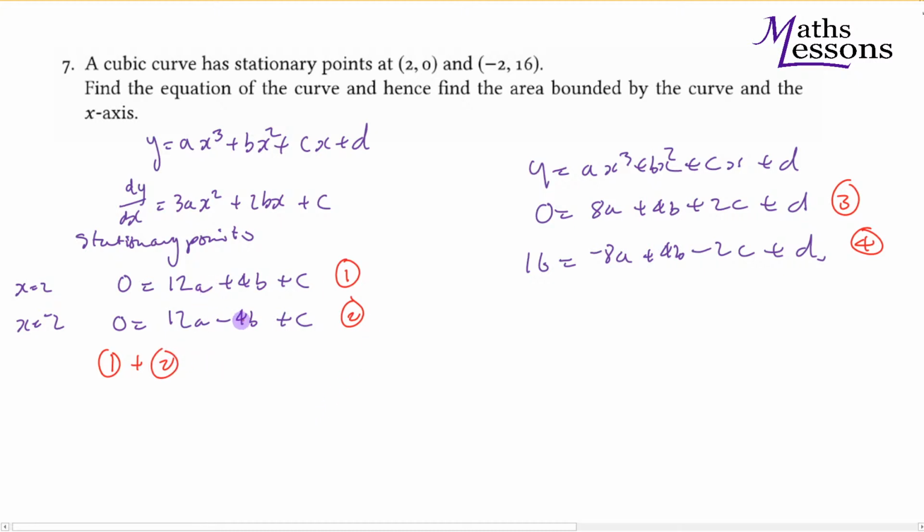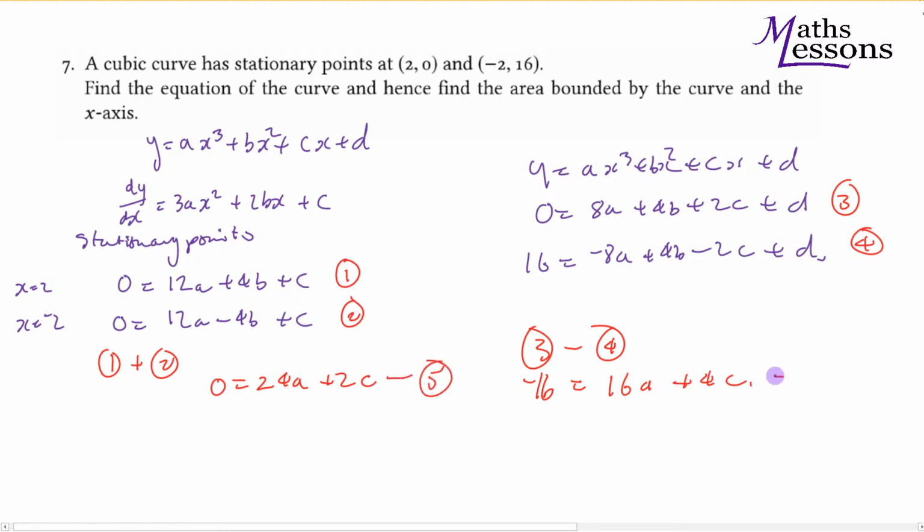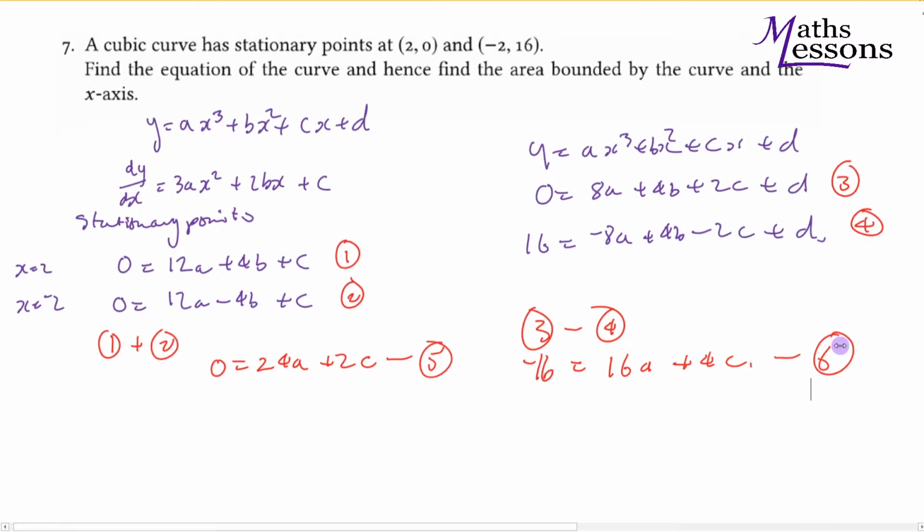And what you see is the b's will cancel, and you can see that we've got 0 equals 24a plus 2c. Now if over here we do equation 3 minus equation 4, we get minus 16 is equal to 16a. Then the b is going to cancel, the d is going to cancel, and we're going to get a plus 4c. So we can call this equation 5, and we can call this equation 6.